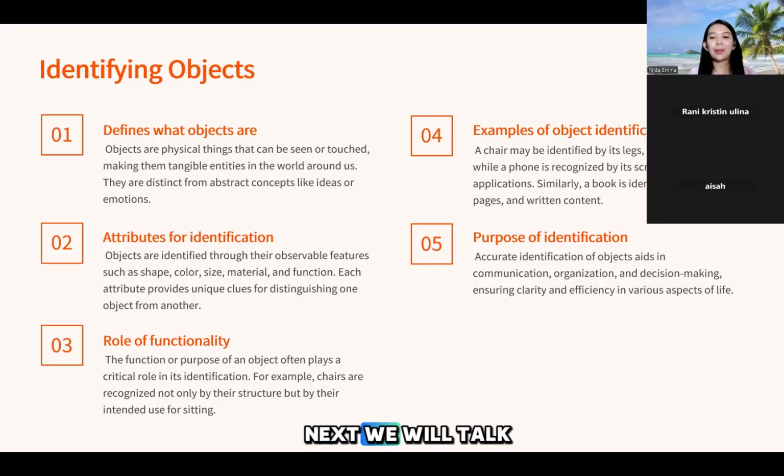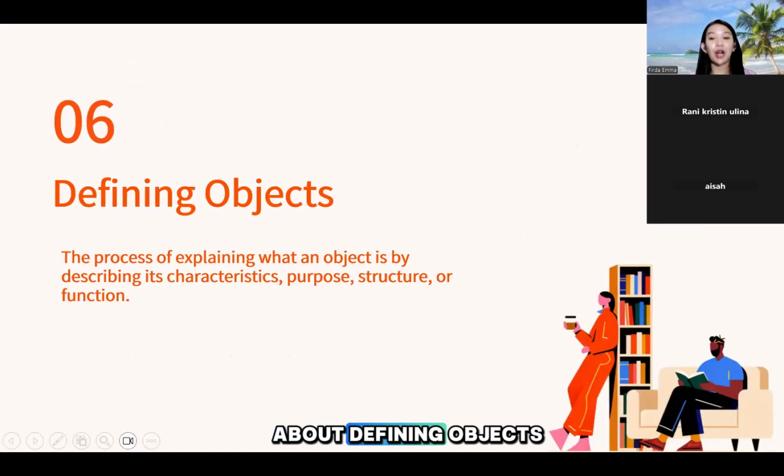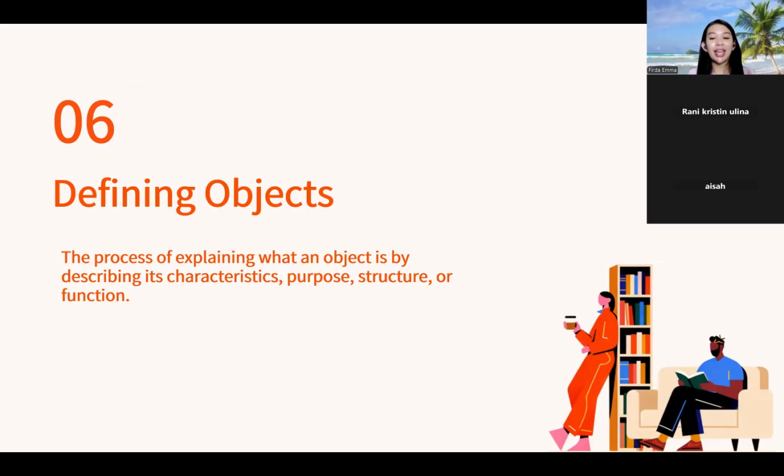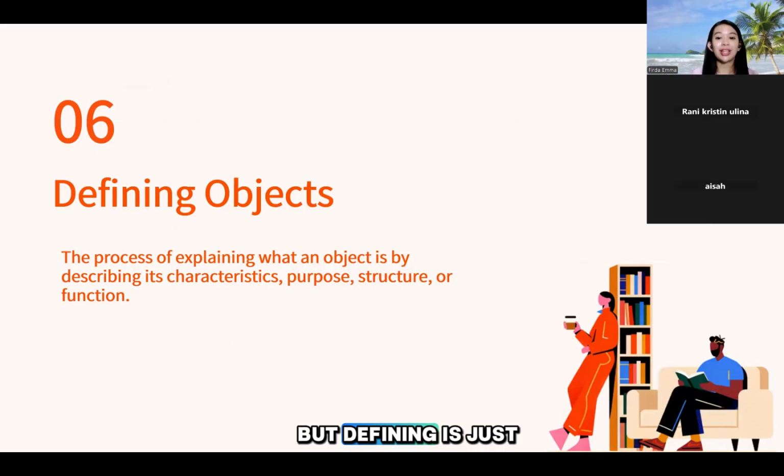Next, we will talk about defining objects, which is the process of explaining what an object is by describing its characteristics, purpose, structure, or function. It's not quite different from identifying, but it's just defining the objects. When identifying, we talk specifically about the object, but defining is just describing what the object is.